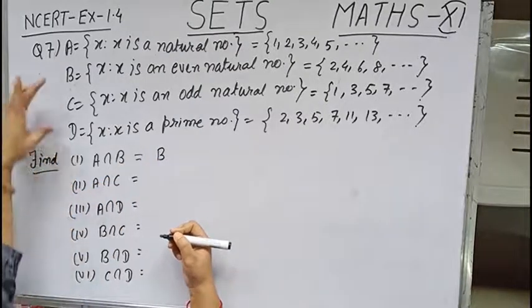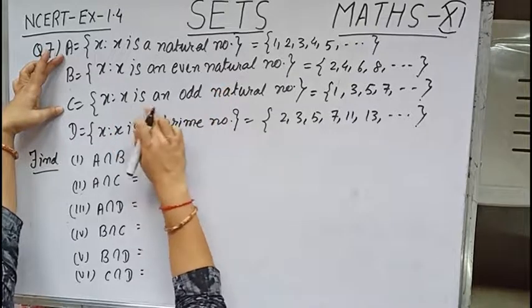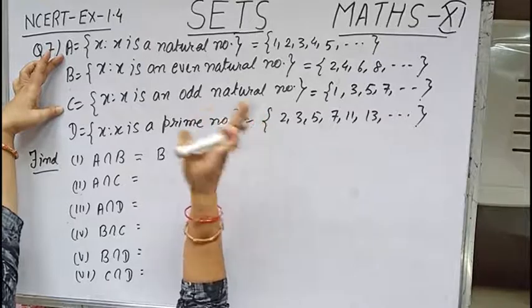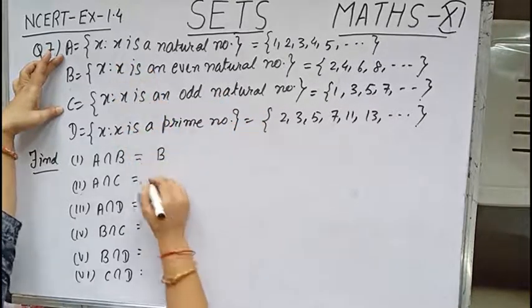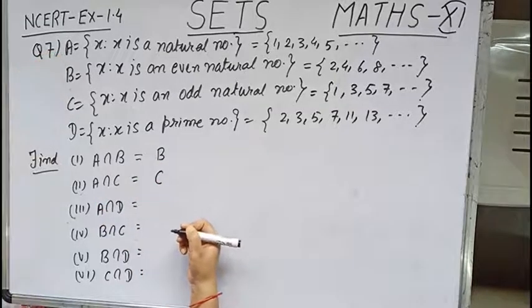A intersection C. Now A is x such that x is a natural number, and C is x such that x is an odd natural number. Now each odd natural number is also a natural number. That is, the set C is contained in the set A. So A intersection C will be equal to the set C.